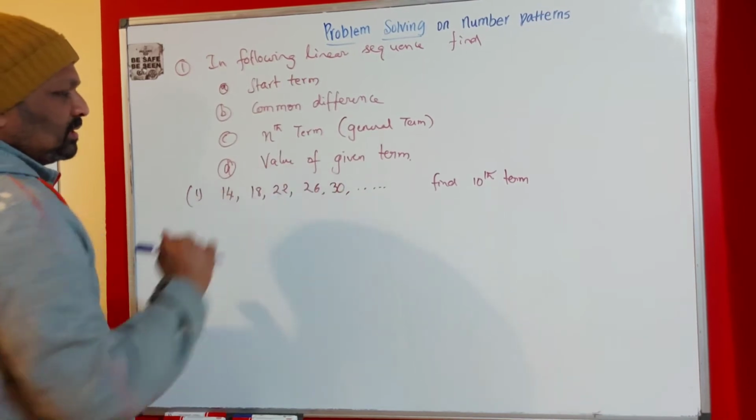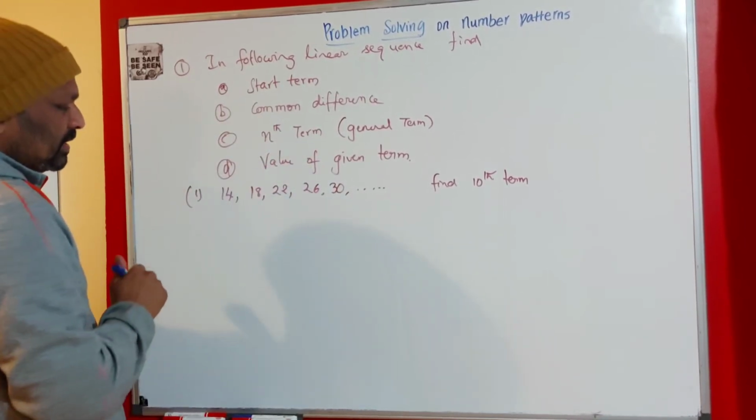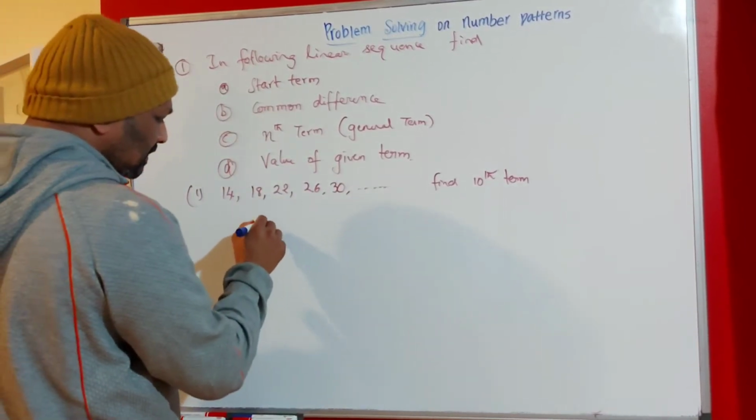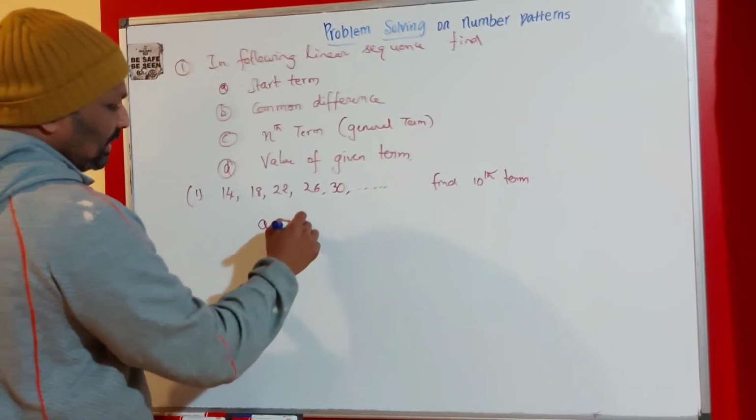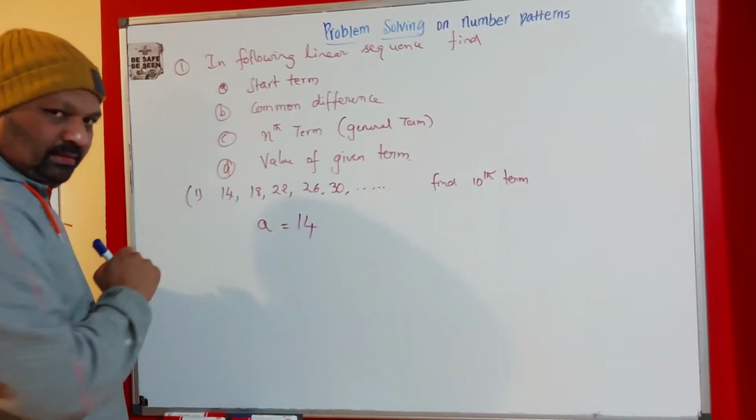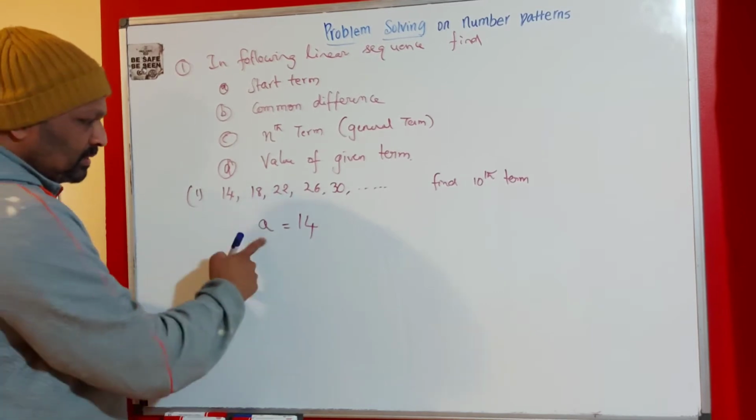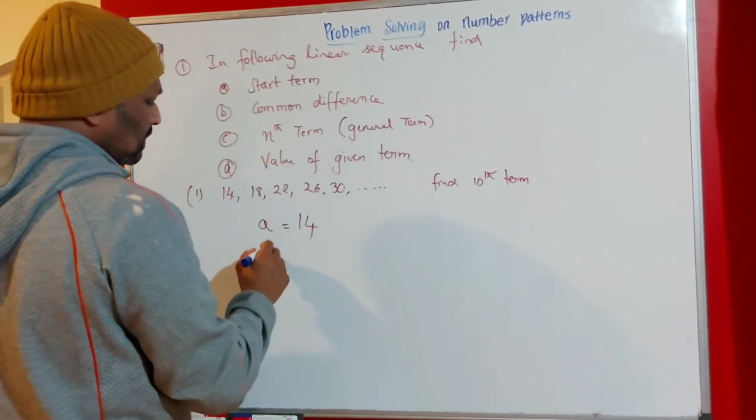This is the progression. Okay. So what is the start term here? The start term is represented with the letter A. What is the start term? 14. That is the first term. Okay. A is 14. What is the common difference?